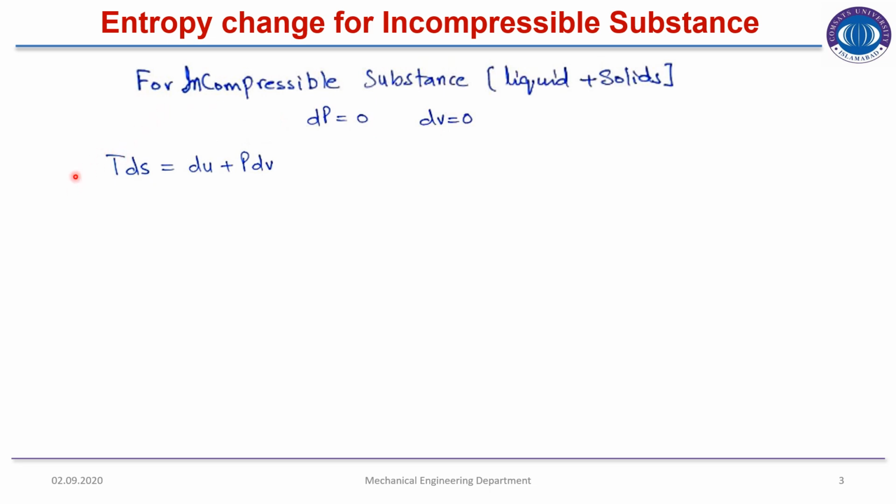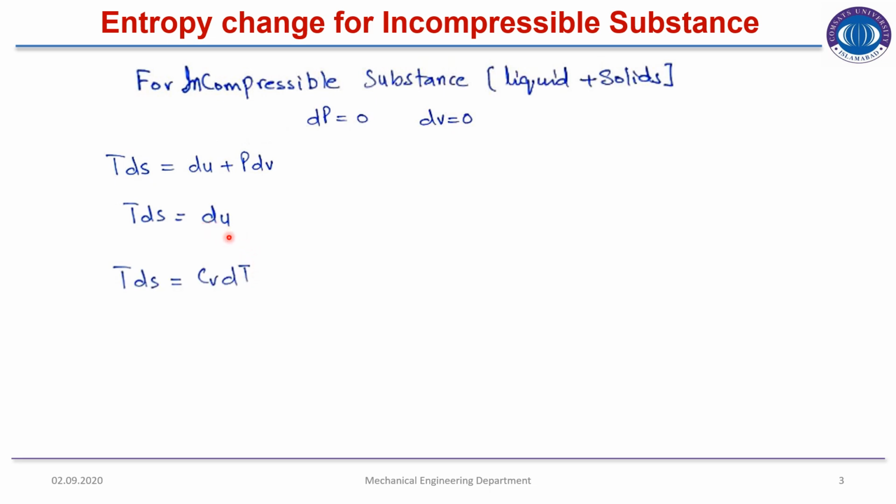In the previous lecture we have derived this relation: TdS is equal to du plus P dV. As for an incompressible substance, dP and dV both are equal to 0, so here we have P dV, and change in volume is equal to 0. So that second term will cancel out. So TdS is equal to du.